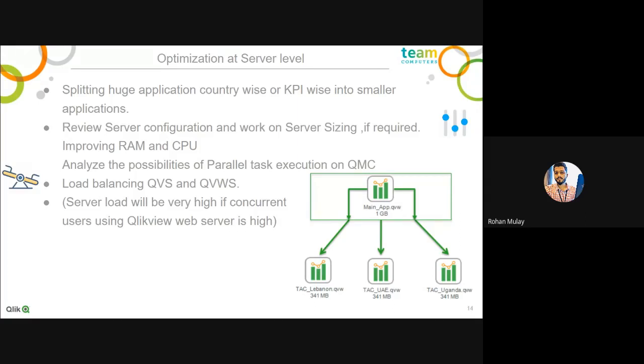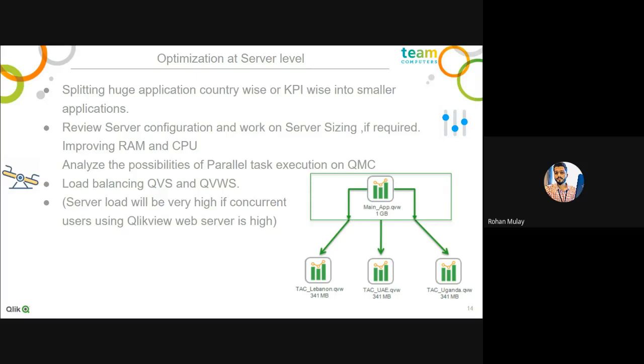Then in terms of reloads, we can analyze the possibilities of parallel reloads. The more parallel the reloads, the faster the execution. Faster in the sense that the final application will be reloaded sooner. So if it is reloading at 10 AM, if you use parallel execution, you might save 1 or 2 hours. Then load balancing on QVS and QEWS. Load balancing is a concept on the admin side, where if there is a load on a server, automatically another server takes care of that load.